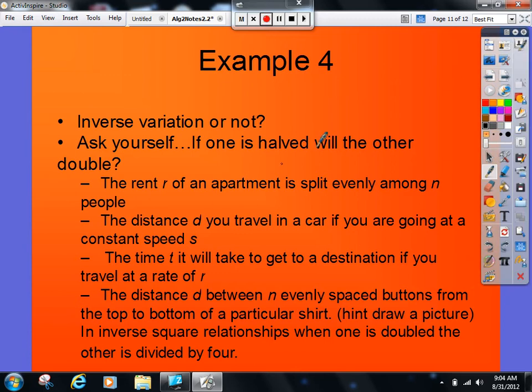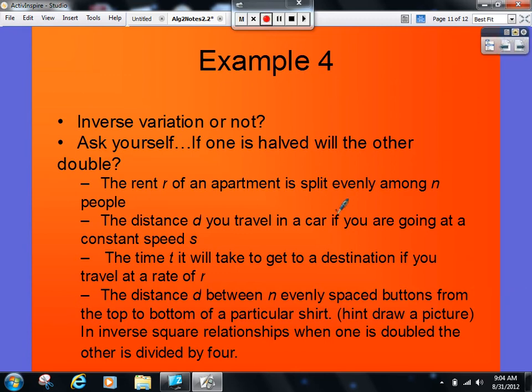The rent R of an apartment is split evenly among n people. As the rent goes up, will the number of people go down? I don't think so. This does not make a lot of sense because of the word evenly. So the more people, well, I guess if they're talking rent each person pays, the more people there are, the less each person pays. So if that's the case, yes.